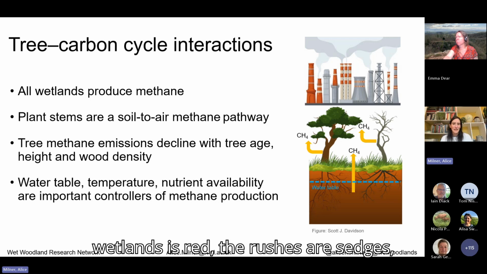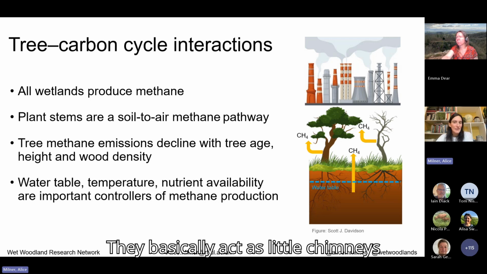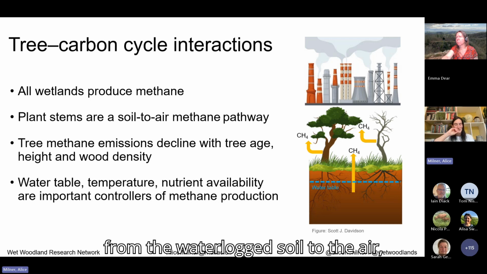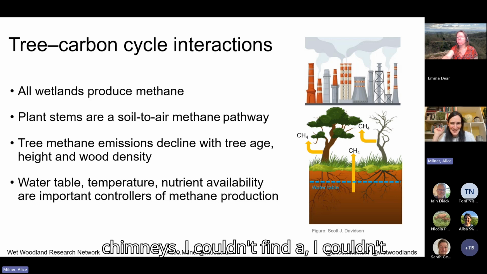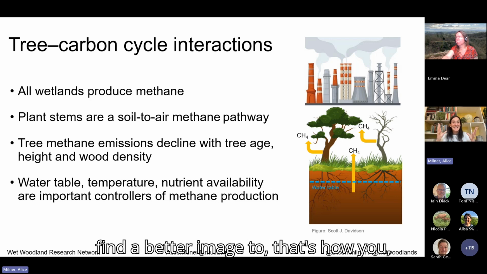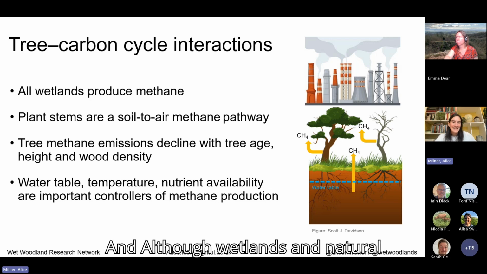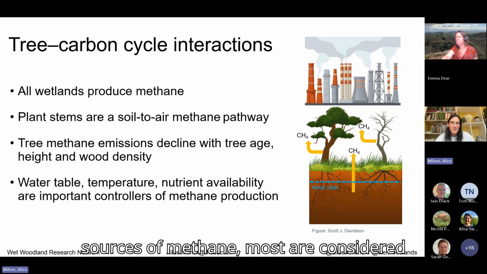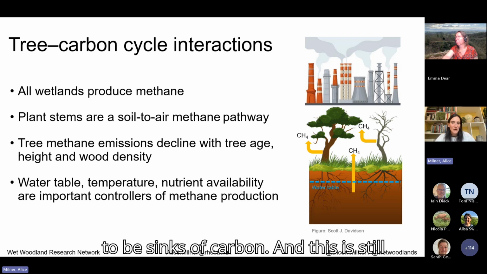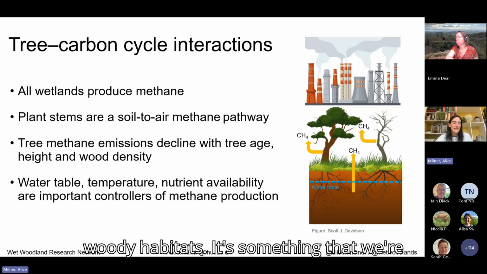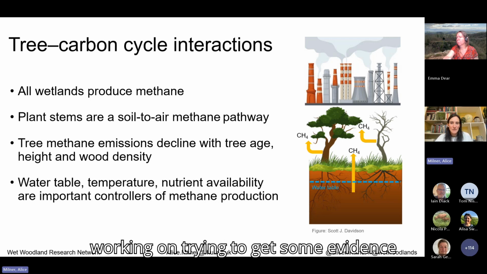So the common plants for wetlands are the rushes, the sedges, the typha, cotton grass, trees, and so on. They basically act as little chimneys where the methane can travel straight from the waterlogged soil to the air, which is why I've got a photo of the chimneys. I couldn't find a better image. That's how you can think of them, just little chimneys of gas exchange from the soil to the air. And although wetlands are natural sources of methane, most are considered to be sinks of carbon, and this is still quite an active area of research on the wet woody habitats, and it's something that we're working on trying to get some evidence for.